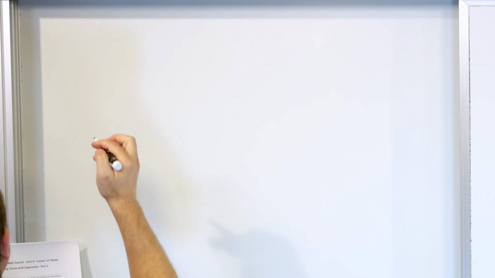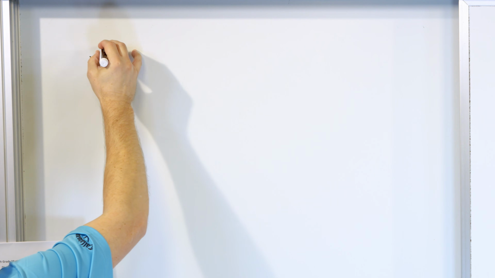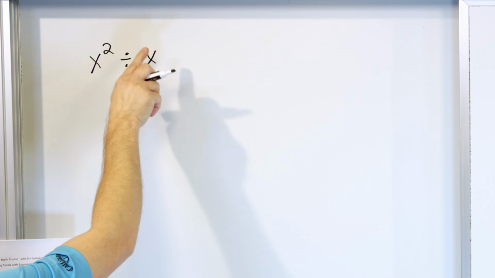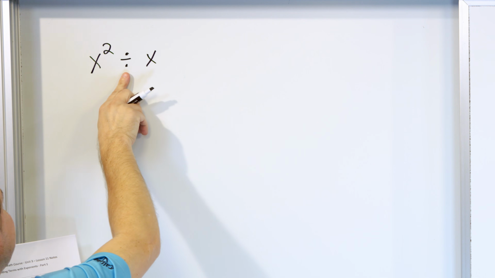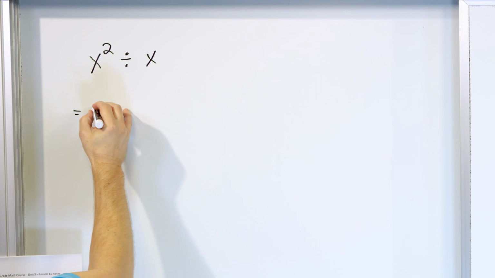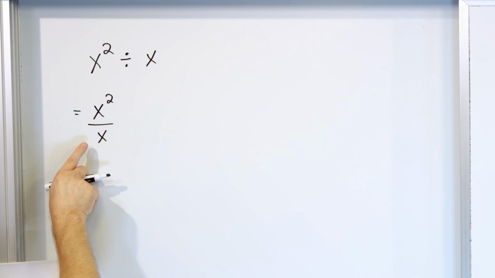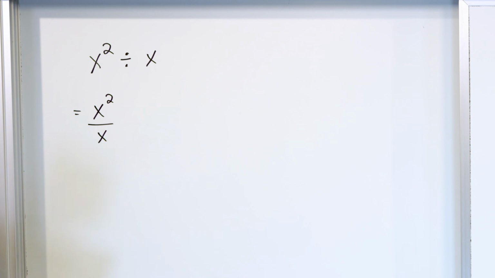The problem that we want to learn how to solve is x squared divided by x, right? Now, a better way to write this, usually we don't write the division symbol like this in algebra. Usually we write it as x squared over x. These mean the same thing. In algebra, we usually write it like this. We don't write that division symbol.